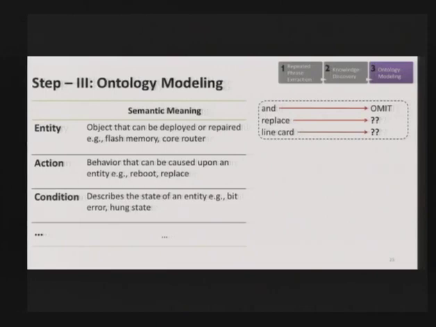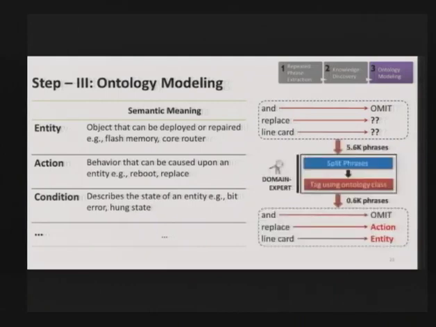And finally, think of conditions as adjectives. They describe the state of an entity. So I could say something like bit errors or a hung state. If I want to say that the core router is in a hung state, it describes the condition of a particular entity. The idea is that given this model, the domain expert can now tag the input: replace can be tagged as an action, and line card can be tagged as an entity.